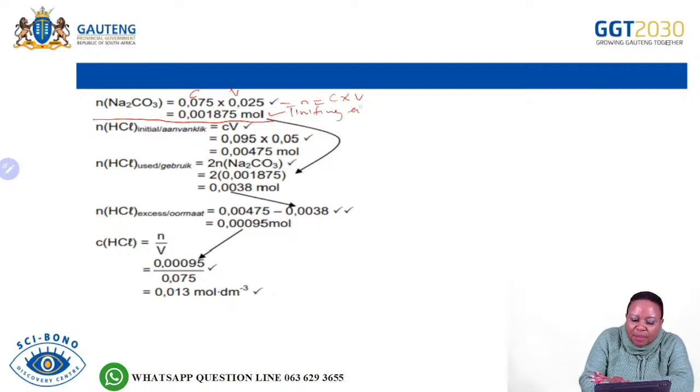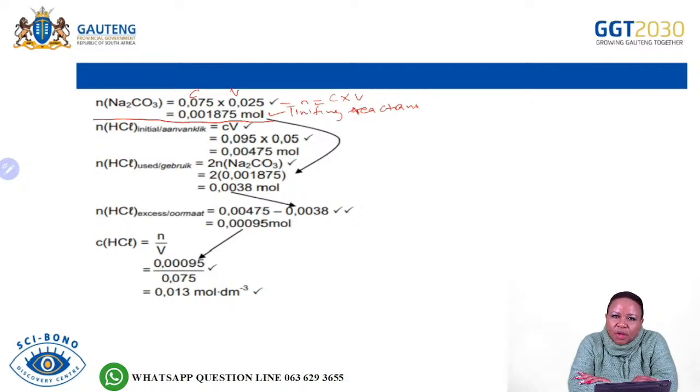Therefore, as sodium carbonate is our limiting reactant, it means now when we know the number of moles of sodium carbonate, we can use the mole ratio and know the number of moles of HCl that will react with sodium carbonate, because the mole ratio was provided to us by our balanced equation.